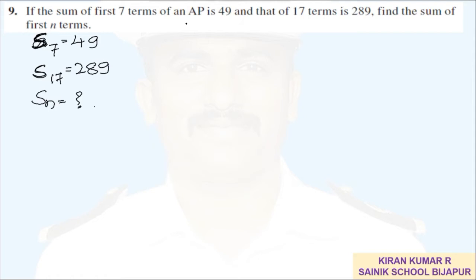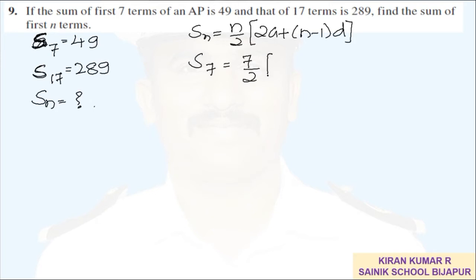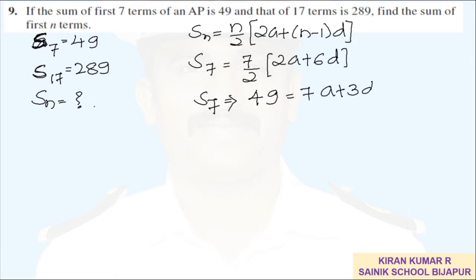Let me make use of the formula Sn equal to n by 2 times 2a plus n minus 1 into d. So S7 will be equal to 7 by 2 times 2a plus 6d. For simplification, I can write S7, which is 49, equal to 7 times a plus 3d. I have divided by 2. So a plus 3d will be equal to 7. Let me call this equation 1.